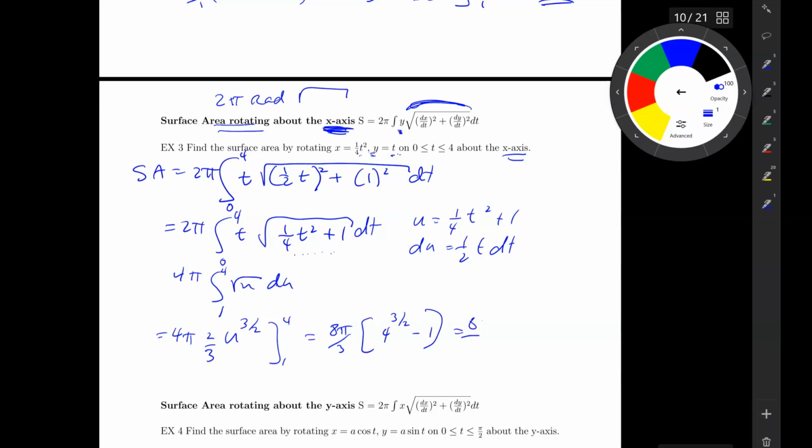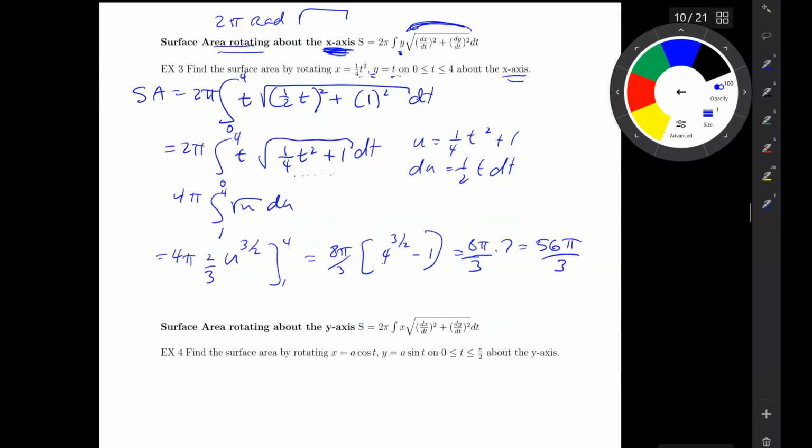I guess I could go further with that, right? Because square root of 4 is 2, cubed is 8, minus 1 is 7. So 56 pi over 3. Surface area should be a positive number, right?